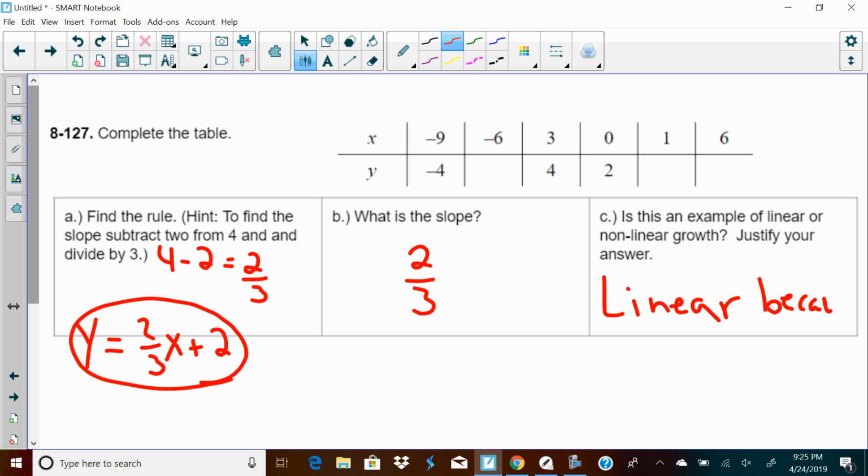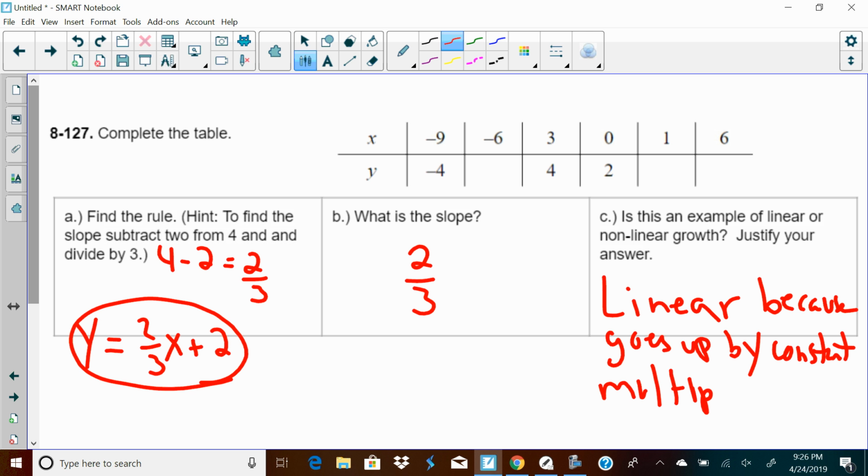Because it goes up by a pattern, by a constant multiplier. Okay, so -6 times 2/3 is -4, plus 2 is going to be -2. 1 is going to be 2/3 plus 2, or 2 2/3. And 6 is going to be 4 plus 2, or 6.